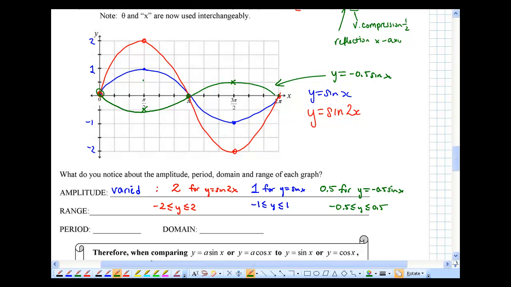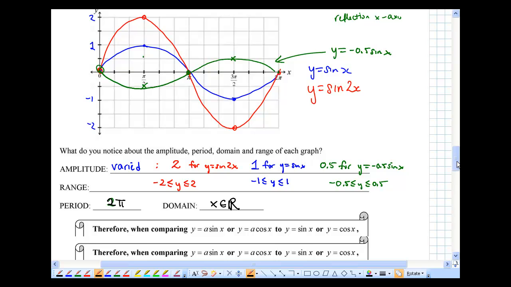Period for all of these seems to be 2 pi. And it is 2 pi. And the domain, once again, I know we've only graphed out one cycle, but if I were to do it forever and ever, there would be a whole bunch. So it's all real numbers. Okay?